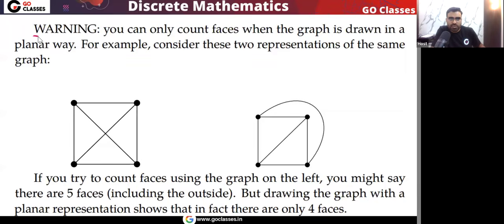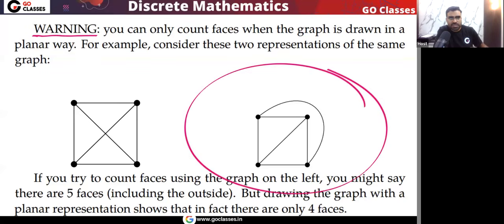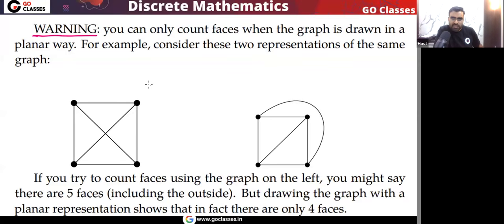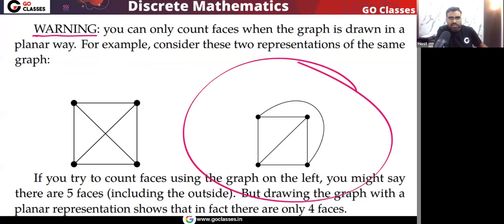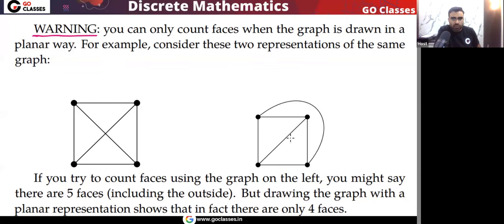So this is a warning, you can see. In a standard book, this warning is given because they know that many students will make mistakes. In any graph, if I ask you how many faces there are, first you consider the planar representation. If you find the number of faces in this drawing, the answer you will get is 5. But in this drawing, you will get only 4, and this is correct. The answer will be 4 faces.